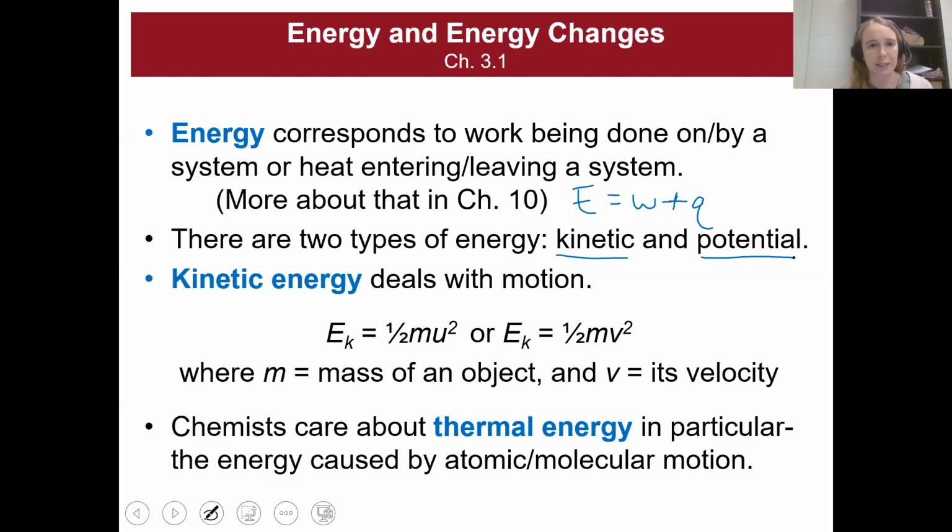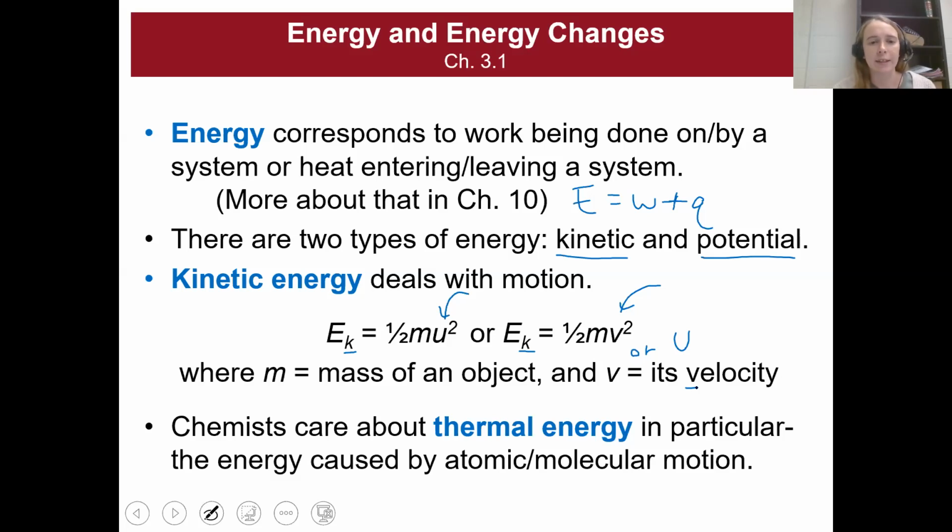This is the energy basics. So kinetic energy deals with motion. It's got a little K to denote that it's kinetic energy, and you might see V or U for velocity. I like the V, but your textbook likes the U, so we might use them interchangeably. I like V because velocity starts with a V, but there are other things that we like to call V in chemistry, and it gets confusing. So U is a little easier maybe.